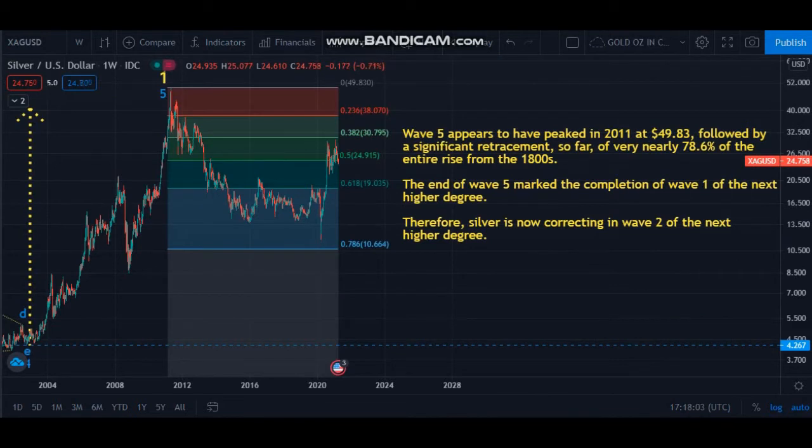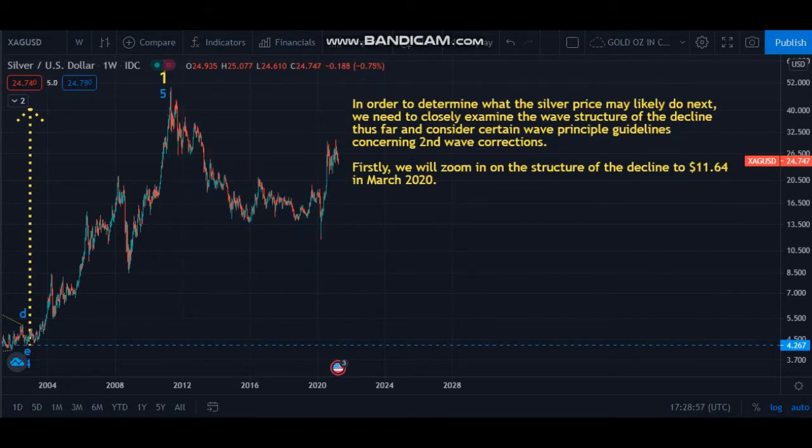Wave 5 appears to have peaked in 2011 at $49.83, followed by a significant retracement so far of very nearly 78.6% of the entire rise from the 1800s. The end of Wave 5 marked the completion of Wave 1 of the next higher degree. Therefore, silver is now correcting in Wave 2 of the next higher degree.